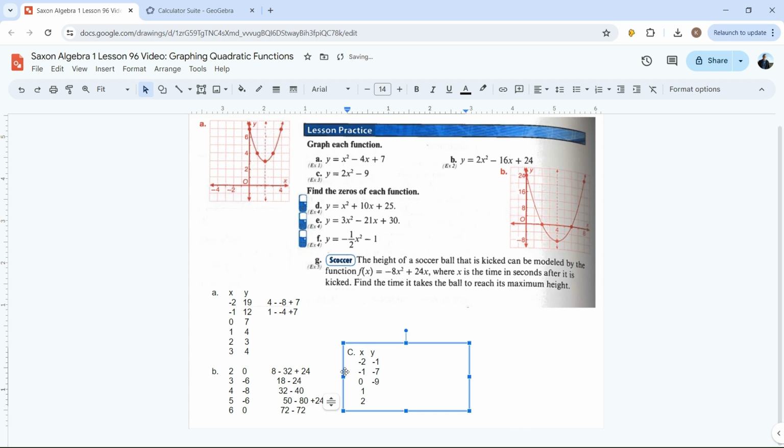What if I plug in 1? 2 times 1 is 2, minus 9 is negative 7. We're going back up again. And then 2 times, let's see, 2 times 2 squared is 2 times 4, 8. Minus 9 is negative 1.